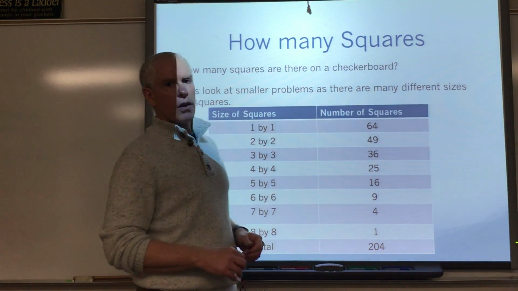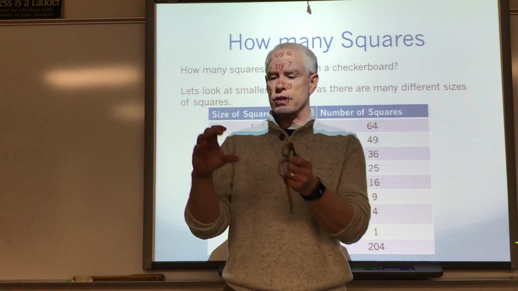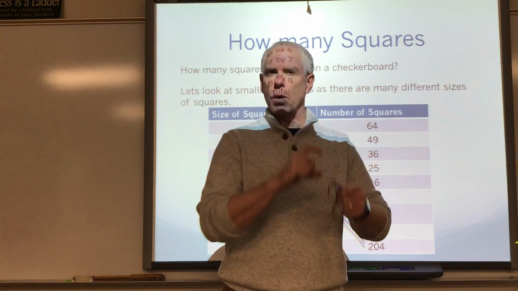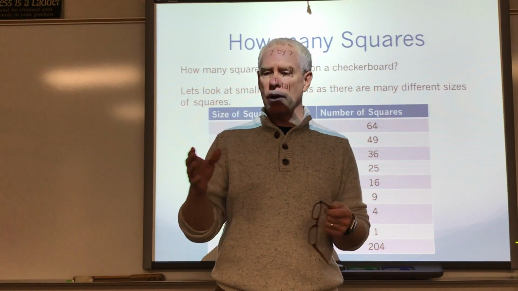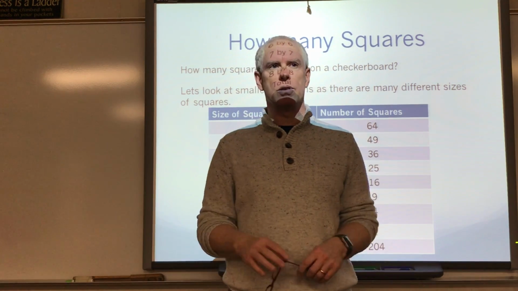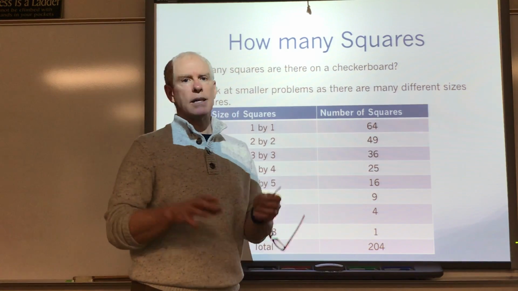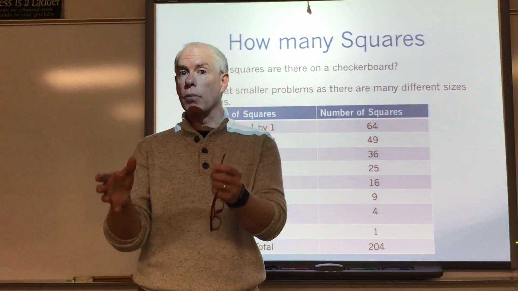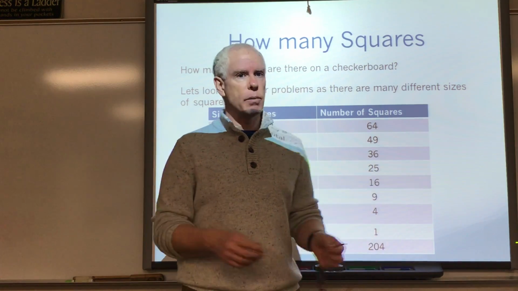How many squares are there on a checkerboard? Think about that for a second. So we know that there's 64 of those little 1 by 1 squares, but if you allow things to overlap, there's a bunch of 2 by 2 squares and 3 by 3 squares and 4 by 4 squares, etc. Okay, so for this one, we're going to break it down into smaller problems, right? How many 1 by 1 squares are there? How many 2 by 2 squares? And maybe we'll find a pattern and it'll make our life easier.